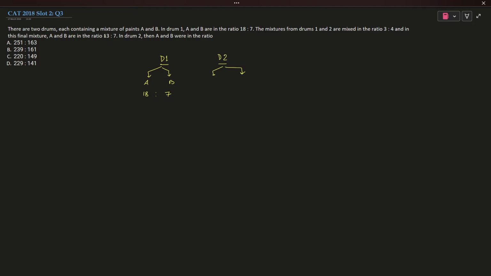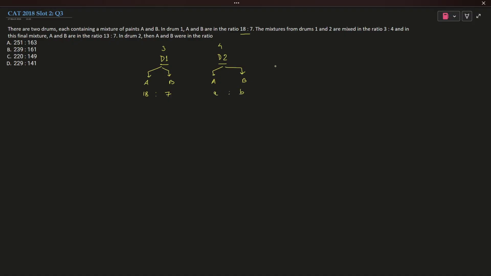There are two drums, each containing a mixture of A and B. In drum 1, A and B are in the ratio 18 is to 17. The mixtures from drums 1 and 2 are mixed in the ratio 3 is to 4. That means 3 units of D1, 4 units of D2. And in this final mixture, A and B are 13 is to 17. So I need to find the ratio of A is to B in drum 2.